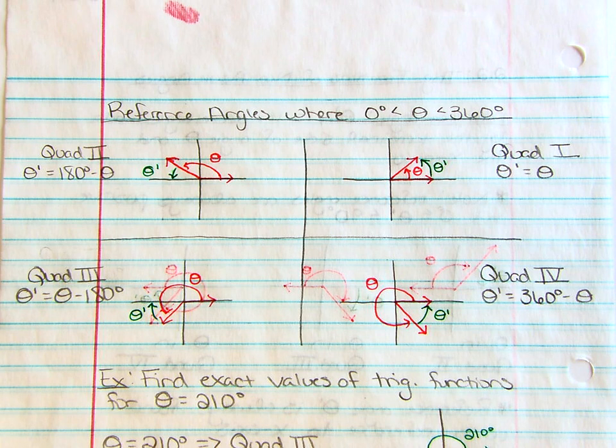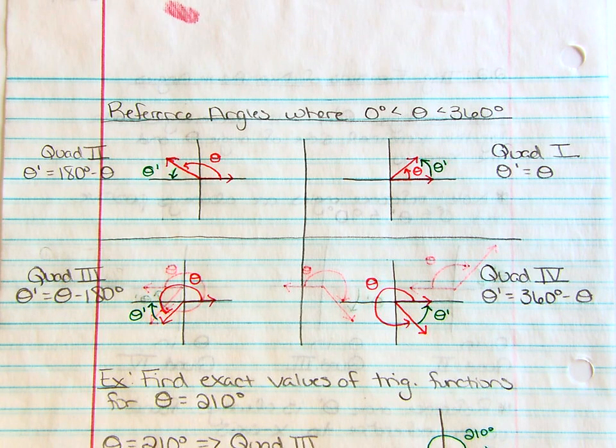What we're going to do is we're going to find the exact values of the trig functions for theta equal to 210 degrees. Your book and your homework uses that exact values terminology a lot, which what they're telling you there is they don't want you to give a decimal representation. They want you to leave it in fraction form. They want you to leave it with the square roots and things like that.